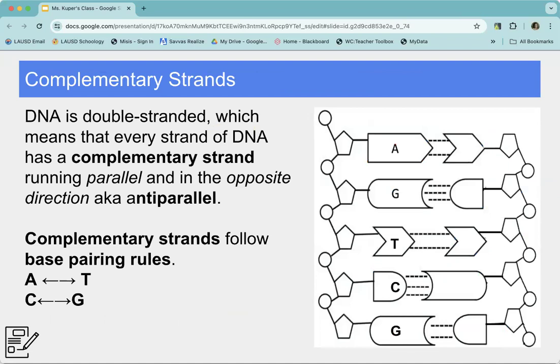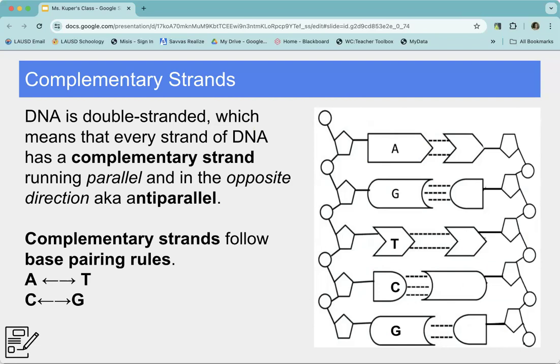So in complementary strands of DNA, remember DNA is double-stranded, and we call the strands complementary strands. We don't call them identical strands because they're not identical. So what it means is DNA is double-stranded, which means that every strand of DNA has a complementary strand running parallel and in the opposite direction. So we call this anti-parallel. The strands are anti-parallel because they are parallel, but they go in opposite directions.